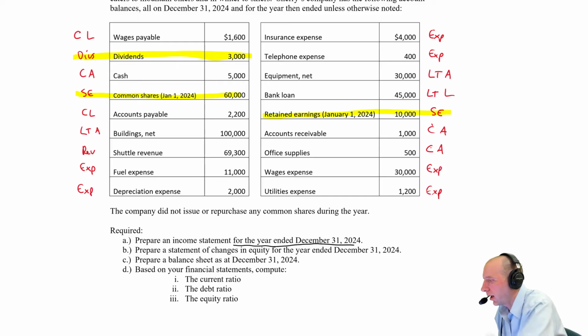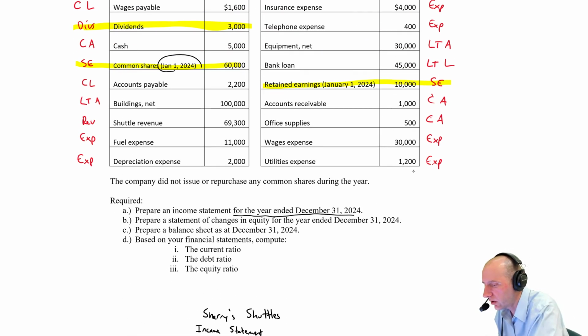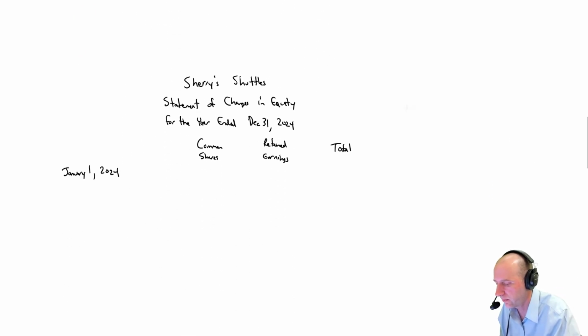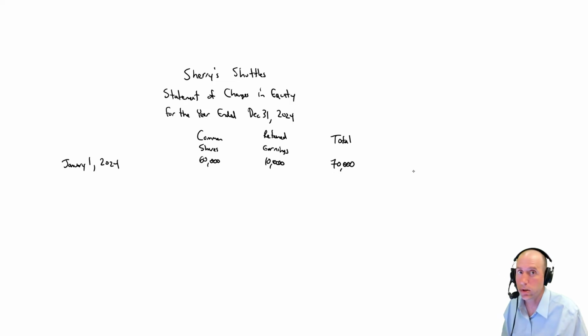So under common shares, on January 1st, you'll note the date here. These are the only 2 that got dated January 1st, and the reason is we need that January 1st amount to do our statement of changes in equity. And under January 1st, common shares, 60,000, retained earnings, 10,000. So 60,000 for common shares, 10,000 for retained earnings, 70,000 for total.